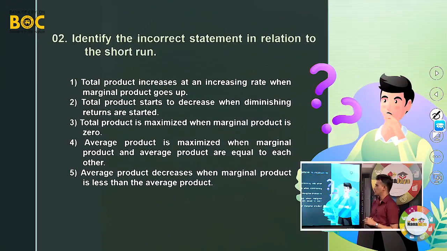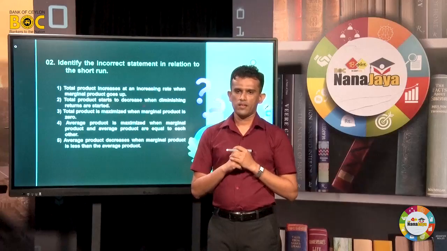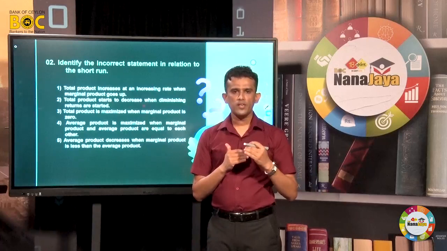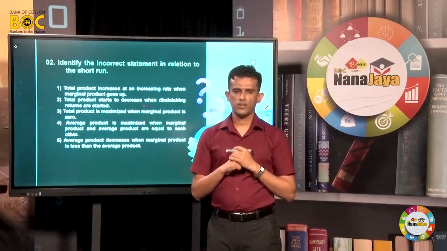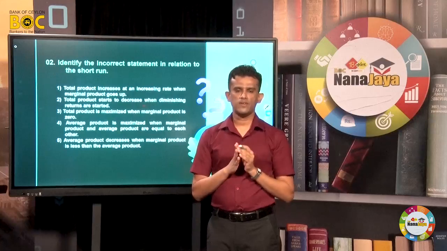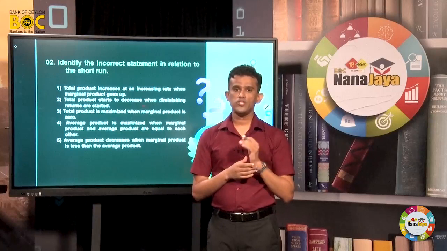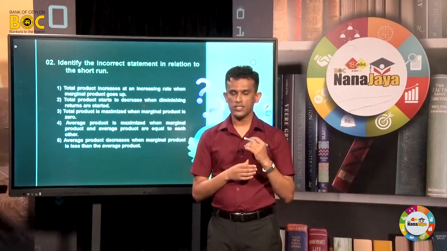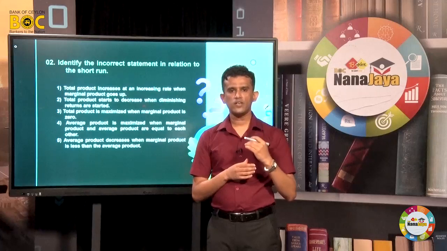Question number 2. Identify the incorrect statement in relation to the short run. As I discussed with you with the first question, short run is the time period in which the production is increased by increasing only the variable inputs while the fixed inputs are held constant. At least one input is fixed within the short run production process. The economic theory which explains the behavior of the short run production process is the law of diminishing returns.